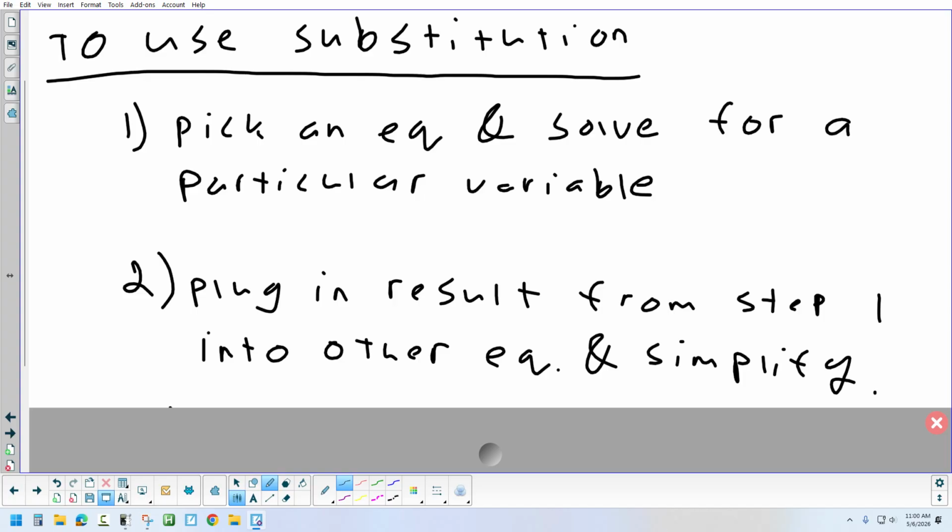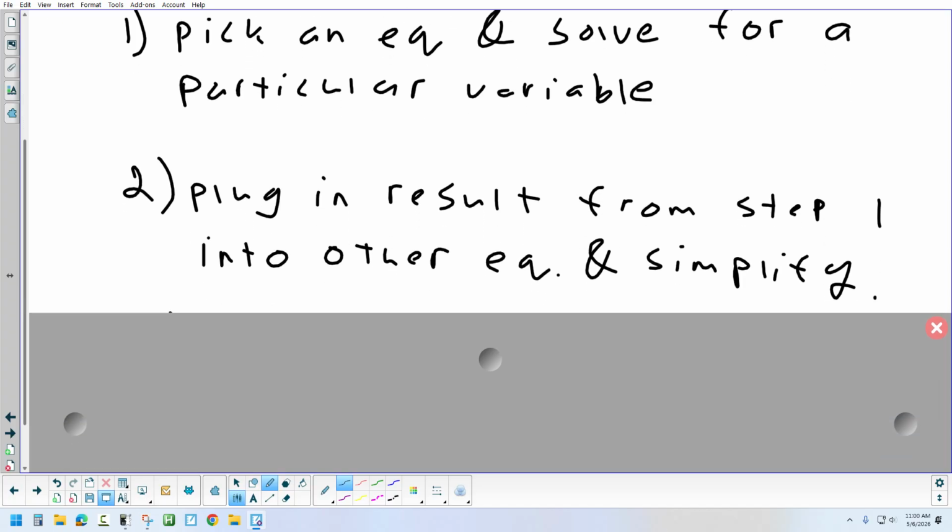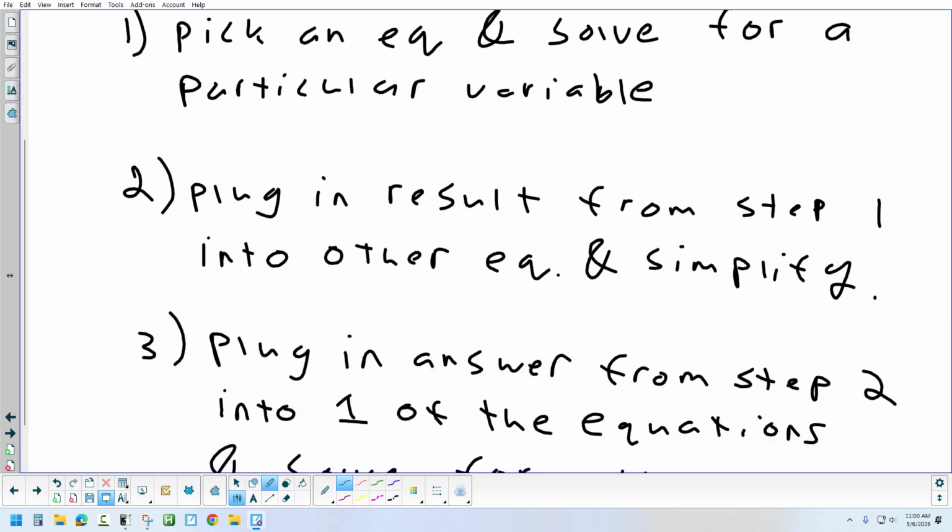But since we're solving for two variables, you're going to take that answer that you got in step 2 and plug it back in. It doesn't matter which equation you pick. We'll try to pick the simplest one. And when you plug it back in, that's going to give you your other answer.